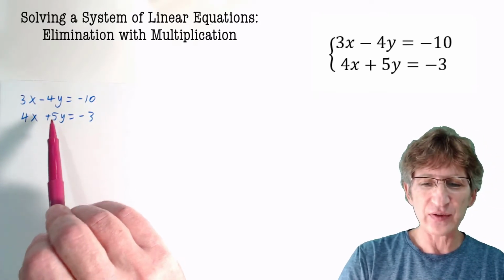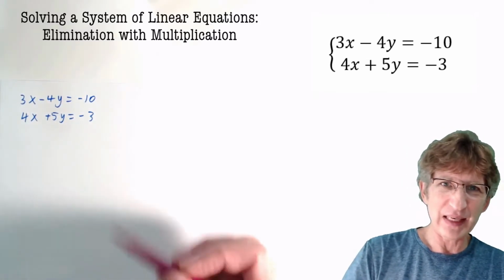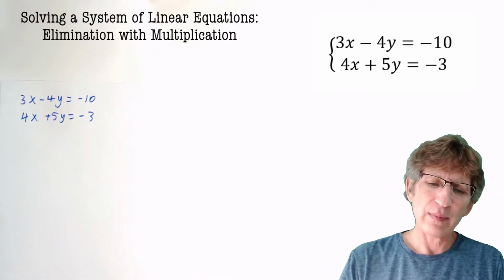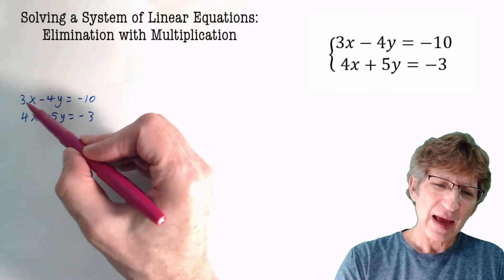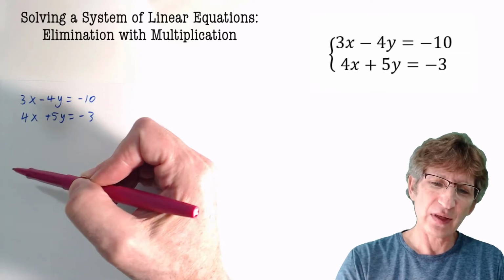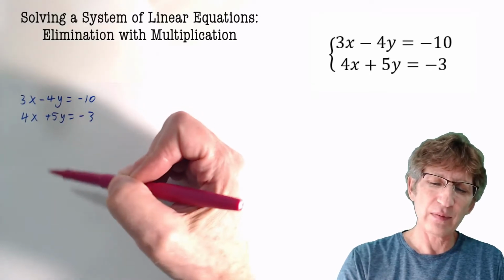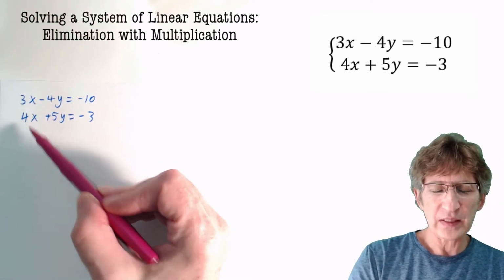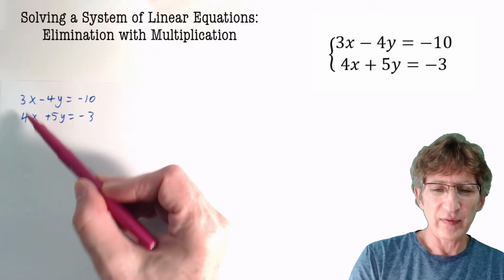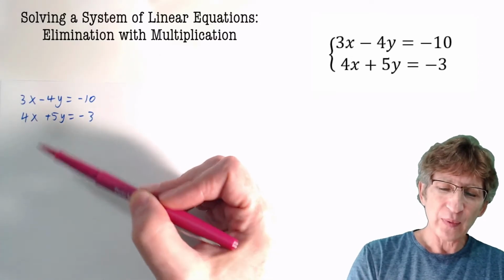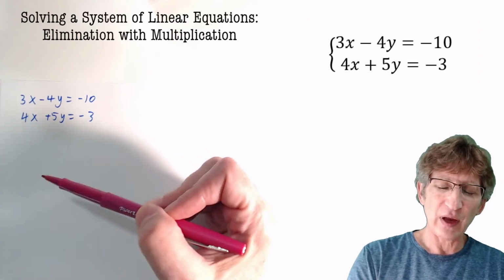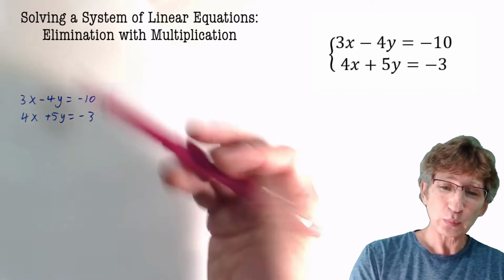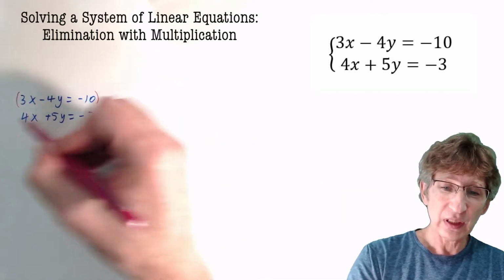I could use fractions and decimals, but then it gets kind of messy, especially on the right side of the equation. But if I start to think about least common multiple, I can then get a coefficient of x that will be either the same or opposite, and a coefficient of y that would be the same or opposite. Consider if I multiply the first equation by 4 and the second equation by 3, I would have 12x and 12x. If I multiplied the first equation by 5 and the second equation by 4, I would have negative 20y and positive 20y.